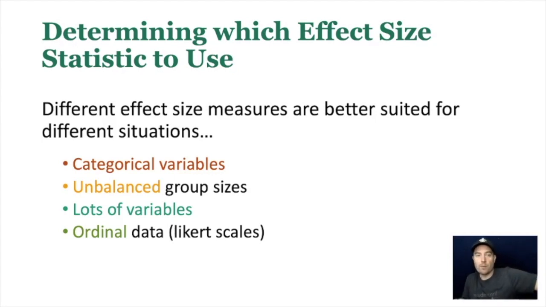So the question may come up, which effect size should I actually use in my study? Now, different effect size measures are better suited for different situations. So with categorical variables, you do not want to standardize the categorical variables and the outcome. And sometimes if your outcome is in interpretable units, you may just want to do raw, simple effect size where you look at the difference between groups on income or something. If you have unbalanced group sizes, there's going to be potential issues with certain types of measures.